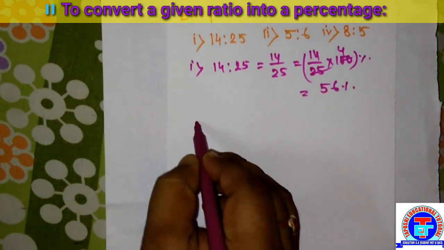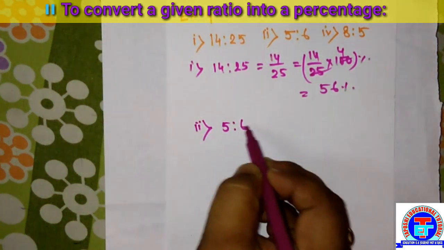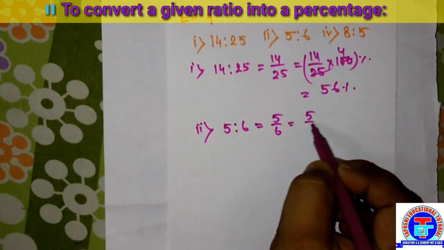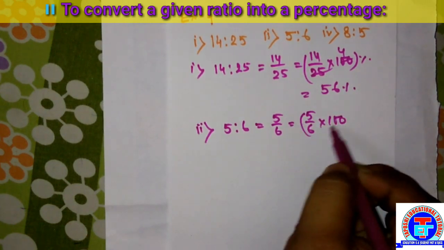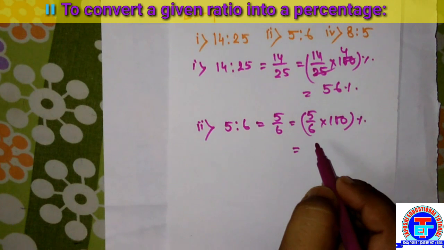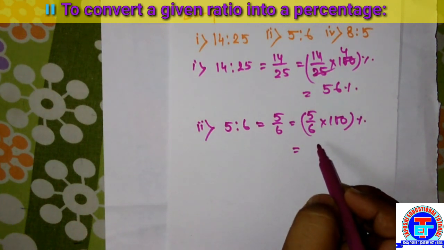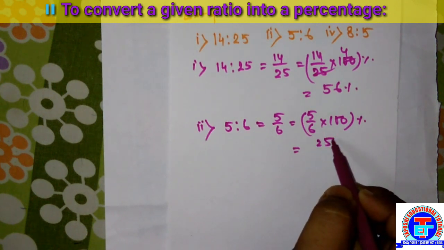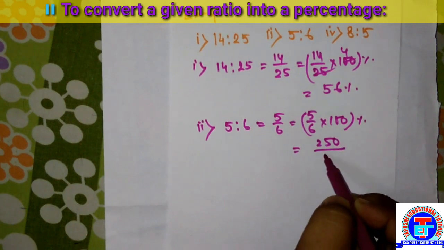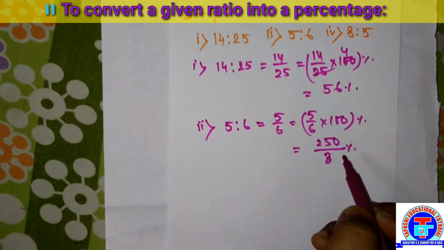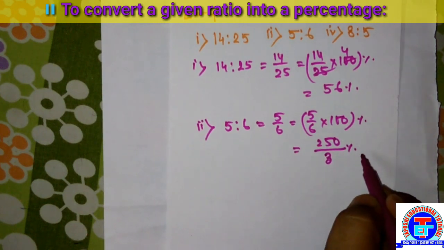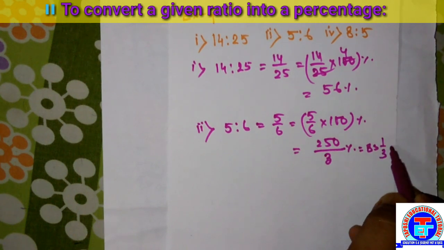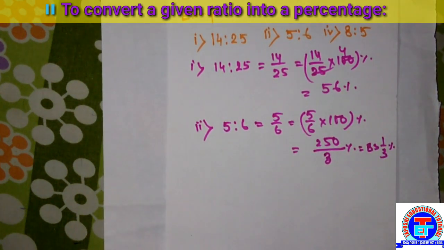Number 2 here, given 5 is to 6. We write this one 5 by 6. That means 5 by 6 into 100 percentage. Now it will become 250 by 3 percentage, or we can write this one 83 1/3 percentage. Right, this is the answer.